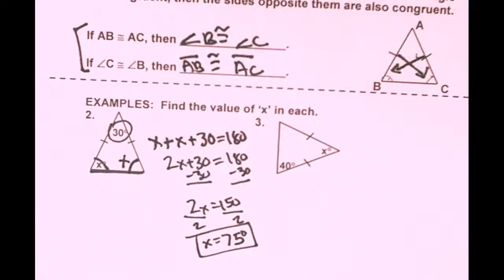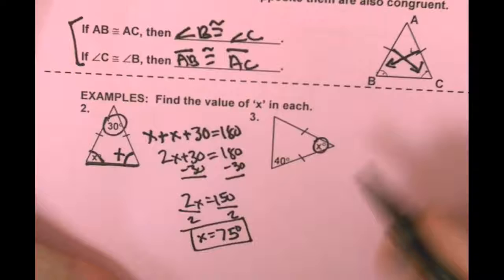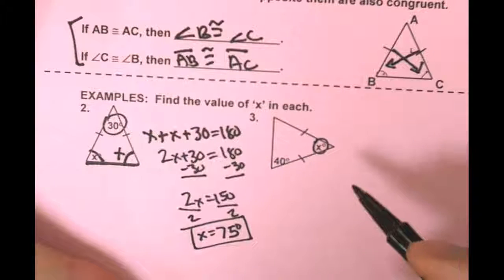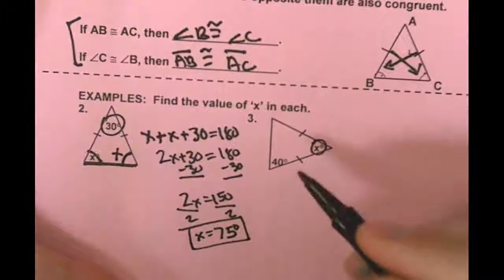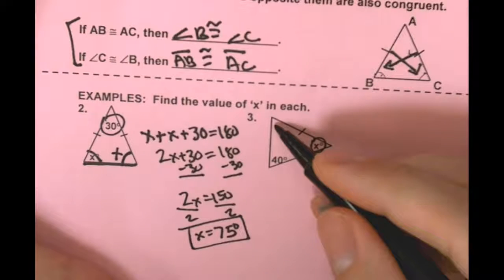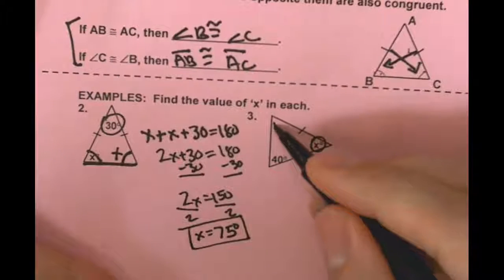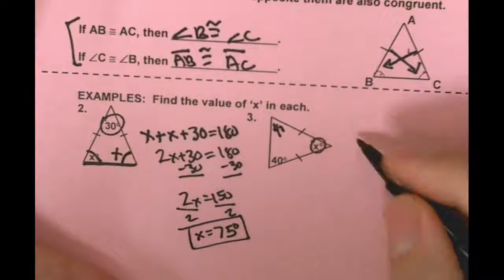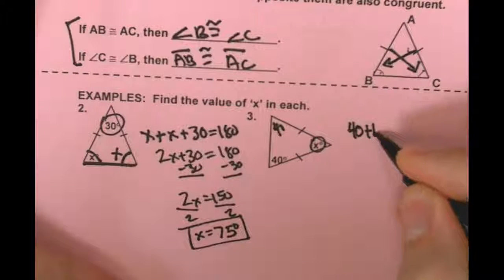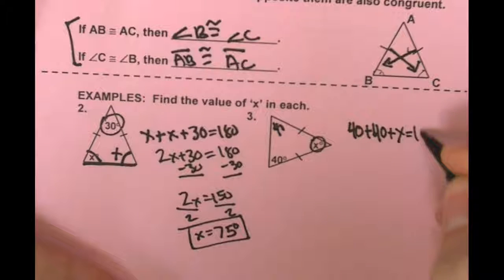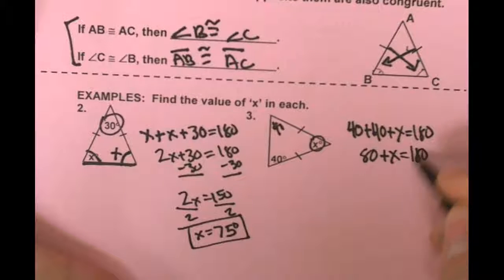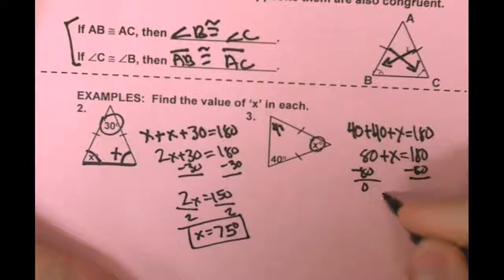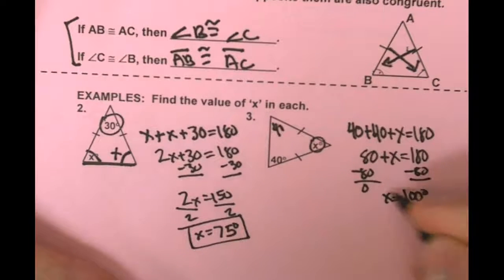Okay. This angle here, is this a vertex or is this a base angle? That is a vertex. So, is this angle going to be x or is this angle going to be 40? It's going to be 40 because these are our two base angles. 40 plus 40 plus x equals 180. 80 plus x equals 180, minus 80, minus 80. X is equal to 100.